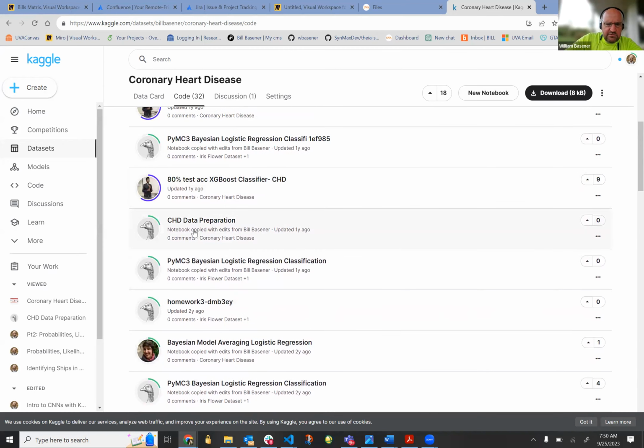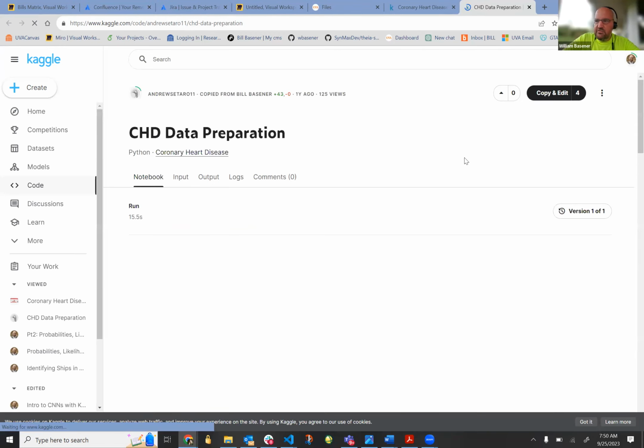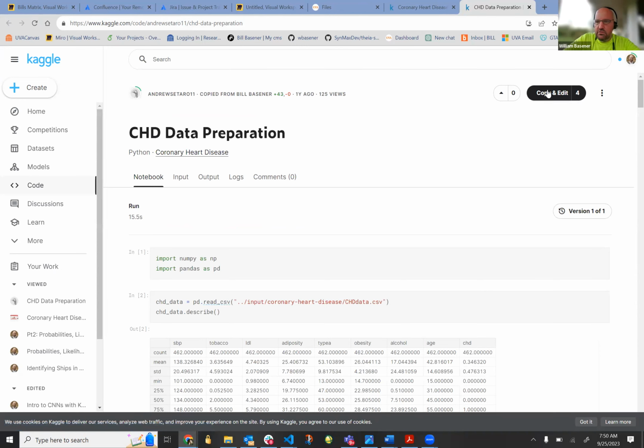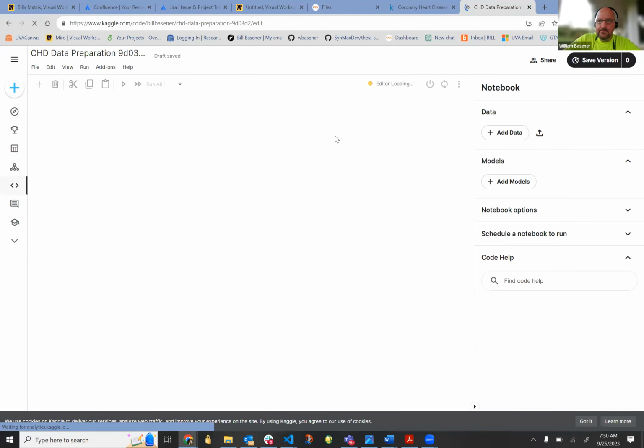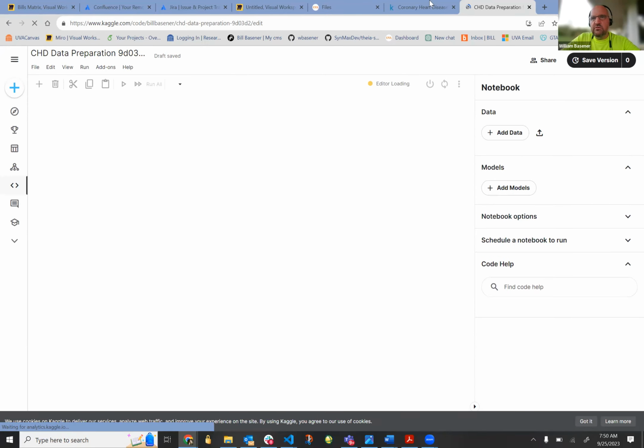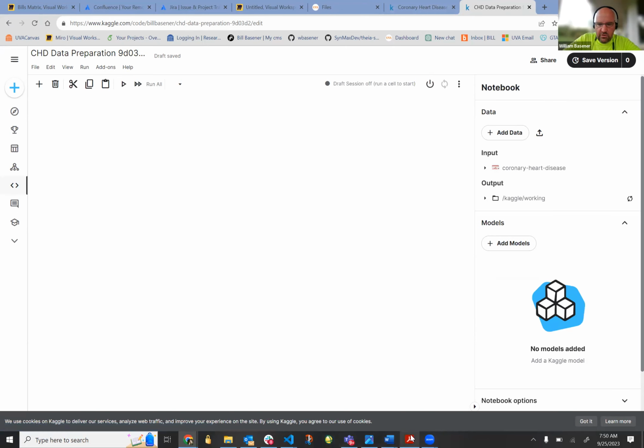CHD data preparation, notebook copied with edits by me. So I'm guessing this is related to our homework assignment. So let's copy and edit. Okay, so let's get going with this. Let me bring back the homework.